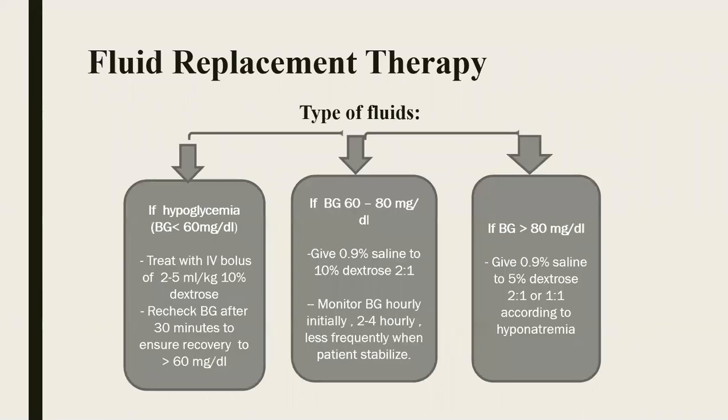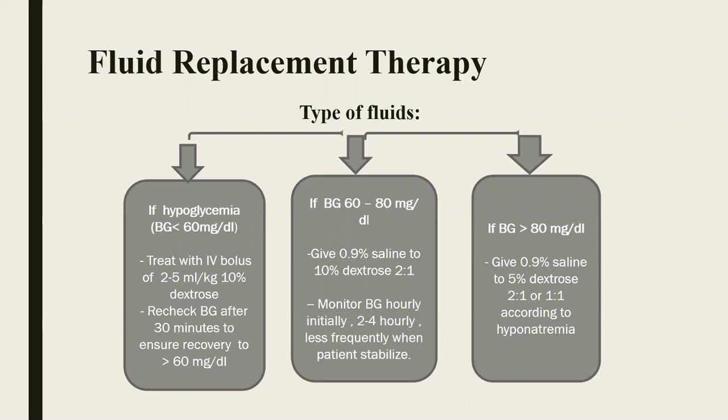So what type of fluid should the patient receive? It depends on the patient's blood glucose. So if the patient has a blood glucose less than 60 milligram per deciliter, first I should start by giving the patient a bolus of 2 to 5 ml per kg of glucose 10%. And then I should recheck the blood glucose and make sure that it's higher than 60.